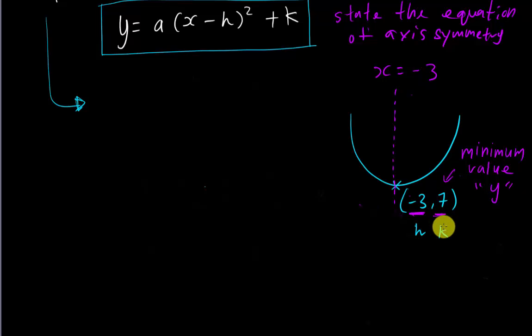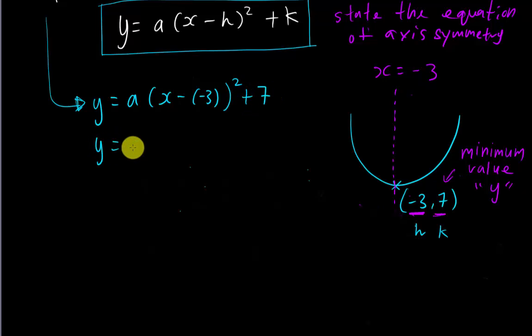So I can easily substitute into my equation: y equals a(x minus -3) squared plus 7, because -3 is h. So my equation basically will be a(x plus 3) squared plus 7. Then you will ask what my a value is. I do not know my a value, but the exam will always ask you about the a value, because there's no way you can find it. But the question will be a bit tricky. They will ask you to find the range of a.